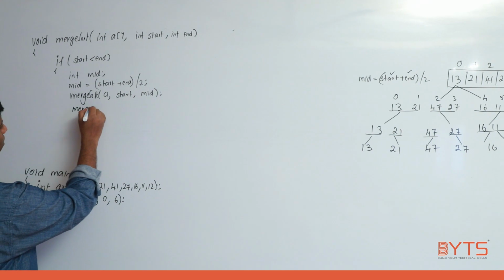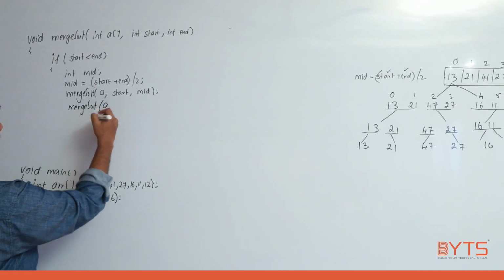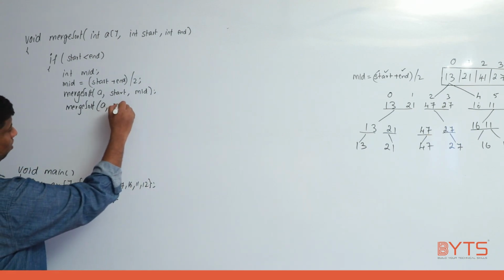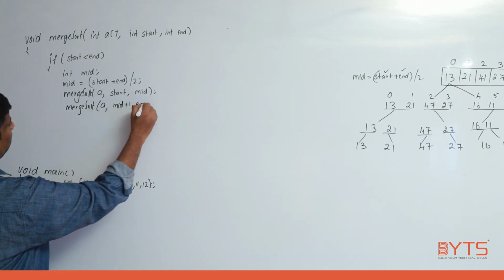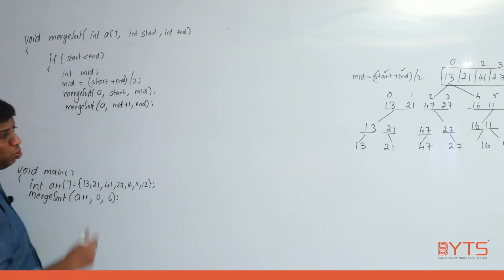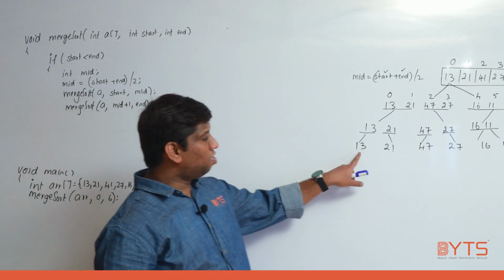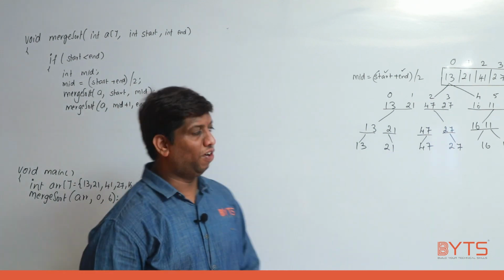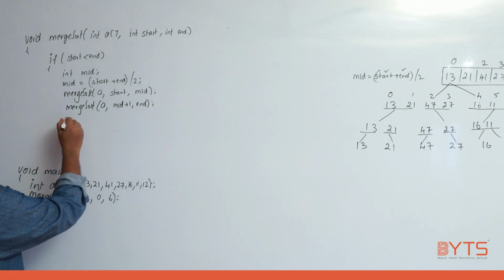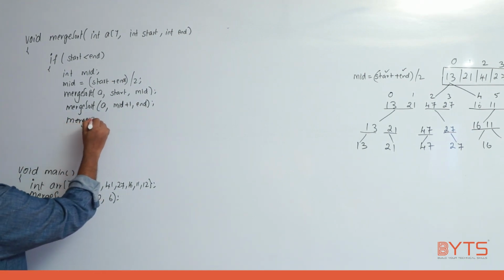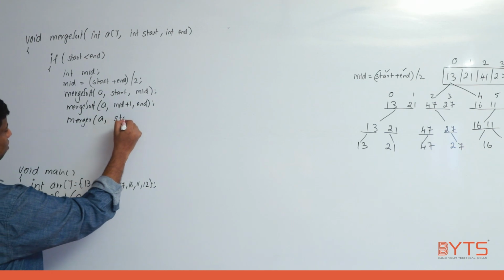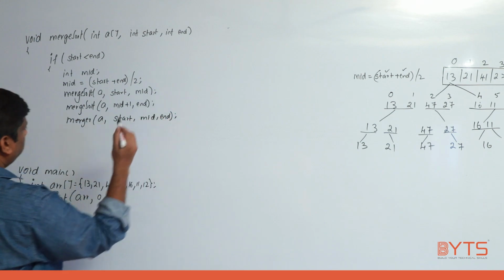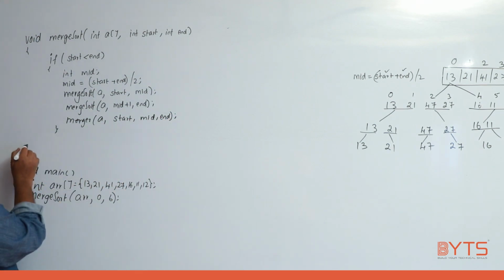Merge sort a comma, now start is what value? Mid plus 1, right? Comma end. Okay, now these two recursive calls will keep dividing until you reach single elements. Okay, fine. Next, what can I do? I need to call merger a comma start comma mid comma end. That's it, completed. Now merge sort is completed.